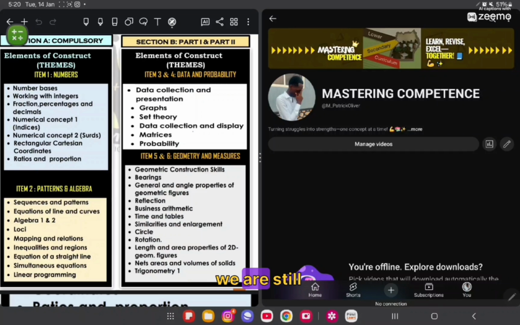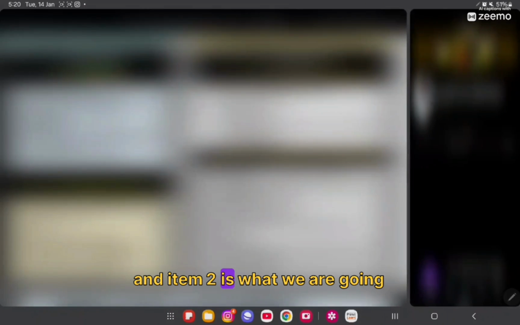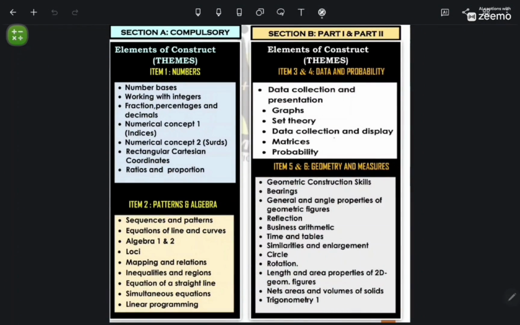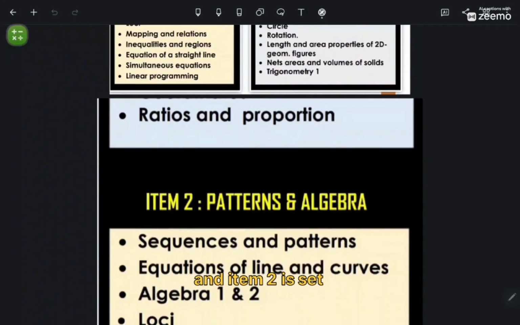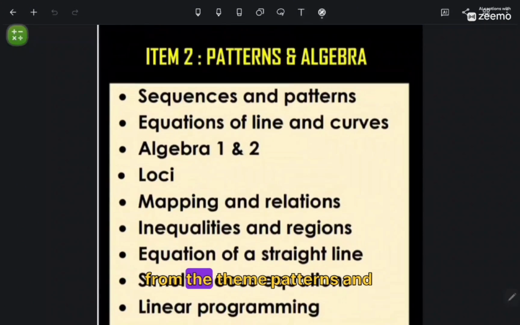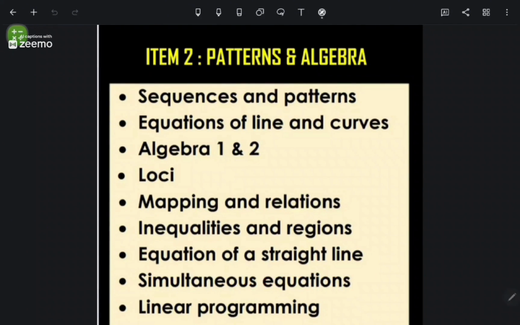So today again we are still trying to solve item 2 of the mathematics paper UCE 2024. And item 2 is what we are going to look at today. Item 2 is set from the theme patterns and algebra, so it will simply be derived from the topics that are listed under this theme. And these are the following topics.